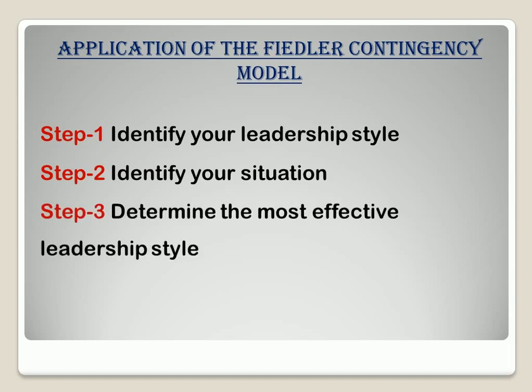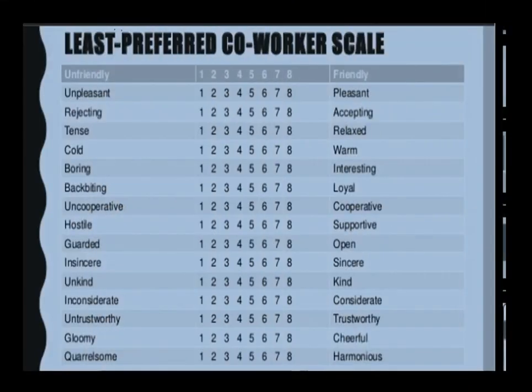As far as the first step is concerned, that is identifying your leadership style, if you look here, this is the LPC scale, and here you can see all the 16 adjectives that I was talking about, and we have two categories here. First is the unfriendly side and second is the friendly side. For one category, we have pleasant and its opposite is unpleasant, or we have tense and its opposite is relaxed.